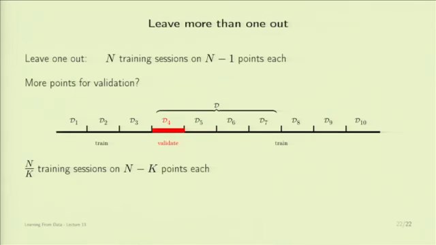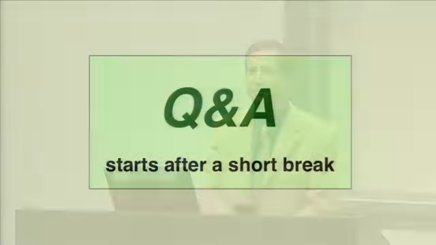Now, the reason I introduce this is because this is what I actually recommend to you. Very specifically, tenfold cross-validation works very nicely in practice. So the rule is you take the total number of examples, divide them by 10, and that is the size of your validation set. You repeat it 10 times, and you get an estimate, and you are ready to go. That's it. I will stop here, and we'll take questions after a short break.